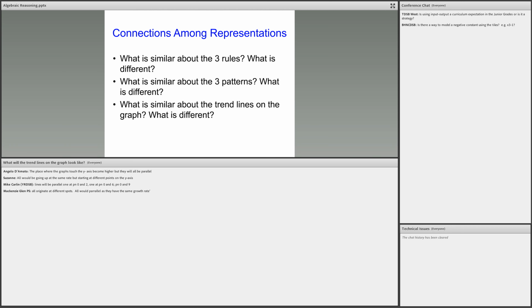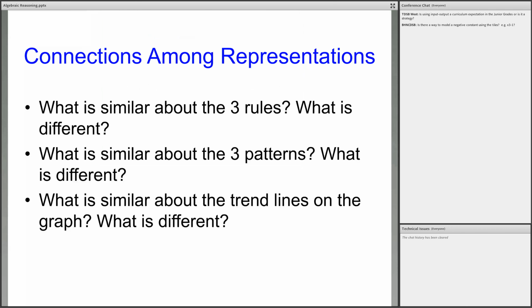These are some really good questions to ask. What is similar about the rules? What is different? What is similar about the patterns? What is different? What is similar about the trend lines on the graph? What is different? Because that really pulls apart the responsibility of those two parts of the rule. The constant tells you where the line starts, or where it is on that vertical axis, and the multiplier tells you how steep that line is going to be.